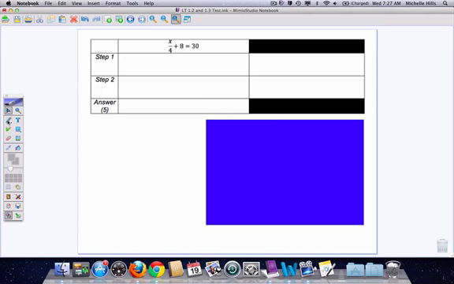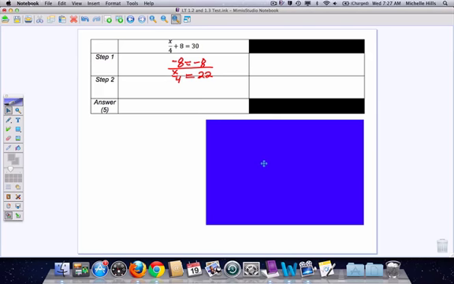The last one people think is a little bit scary, but it's actually very similar. I still have a variable term and a constant on the left and a constant on the right. I want to move this constant to the other side. To eliminate a plus 8, I would have to subtract 8 from both sides. And I would end up with x over 4 equals positive 22.